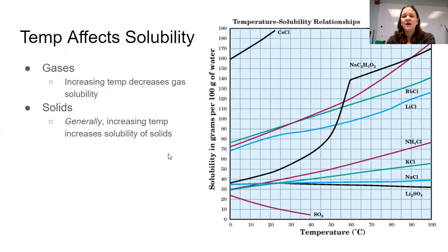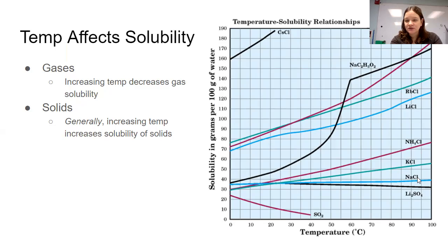Okay. So you can see on this chart that there are several substances. So this is called a solubility chart or a solubility graph. So we're graphing the temperature down here, and then the solubility, the number of grams of our solute that would dissolve per 100 grams of water. So you can see that all these substances behave very differently.